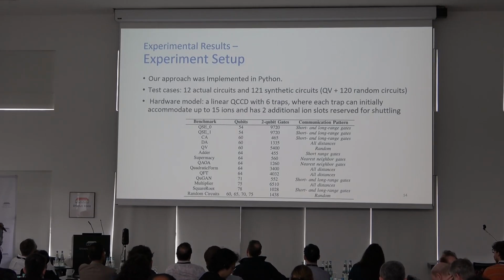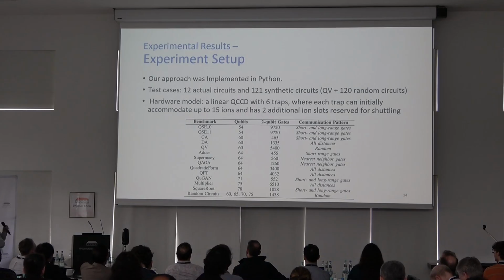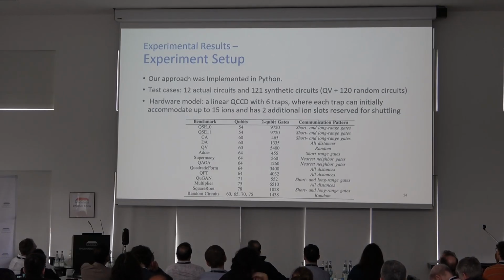And there are 4 possible sizes for random circuits, 60, 65, 70, and 75, indicating the number of qubits. And those test cases were from either the literature or open source repositories. And for the hardware model, we adopted a linear QCCD architecture that consists of 6 traps. Each trap can initially accommodate up to 15 ions and has 2 additional slots reserved for shuttling.